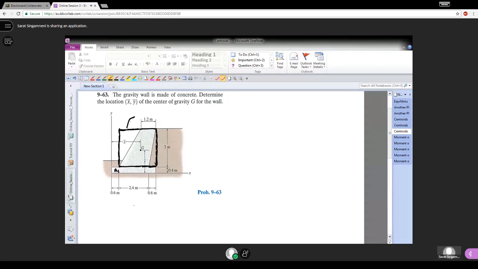I will call this area A2. We will find the centroid of these two areas as standard shapes, but then we need to subtract this part of the triangle, which is not there. This triangular area from here, we need to consider as a negative area, and also this triangular area we need to subtract from there. So then we can get the centroid of the compound area from both x and y axis.